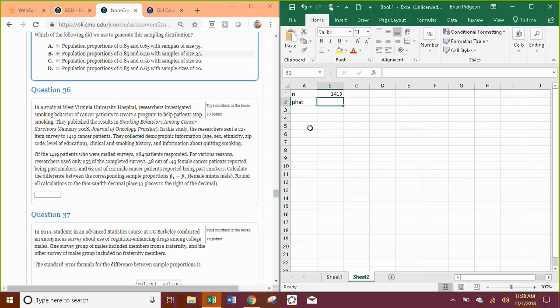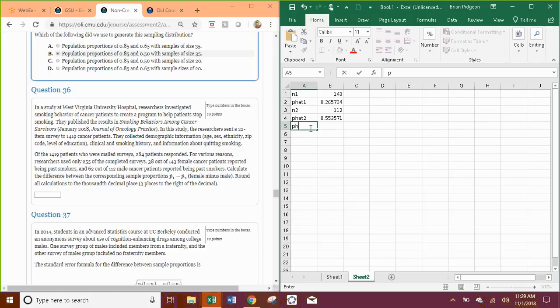In a study, n is 1419. We've done a survey of 1,419 patients. 284 patients responded for various reasons. Researchers only used 255 of the completed surveys. So we're going to do n1, p hat 1, n2, p hat 2. So n1 is female, so n1 is 143. And that means that p hat, of those people who responded who were cancer patients who were female, that's 38 out of 143. And then n2 is 112. And then our p hat for the males is 62 out of 112.